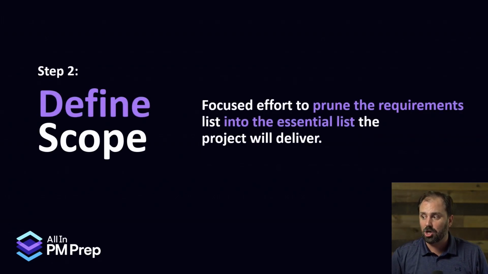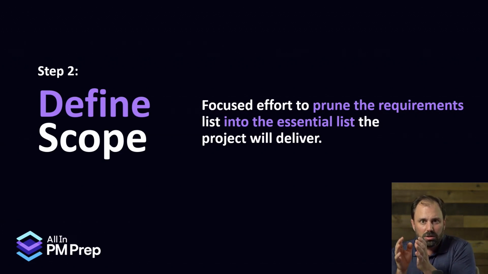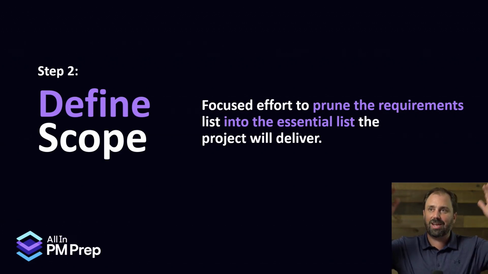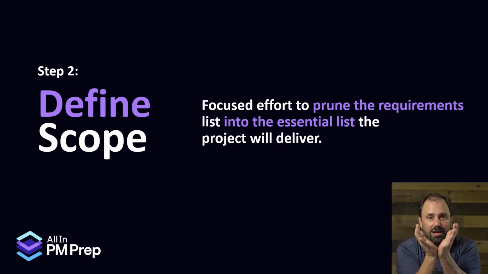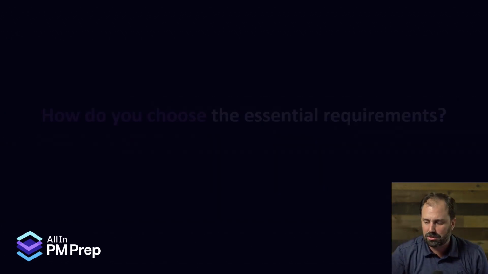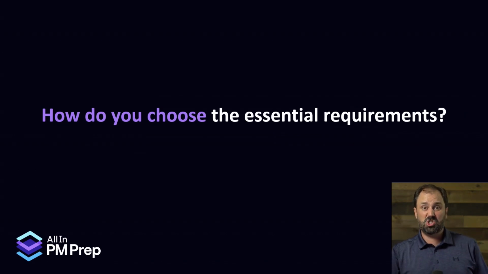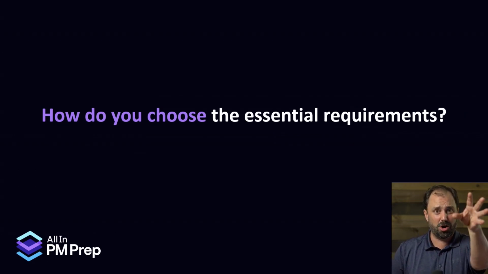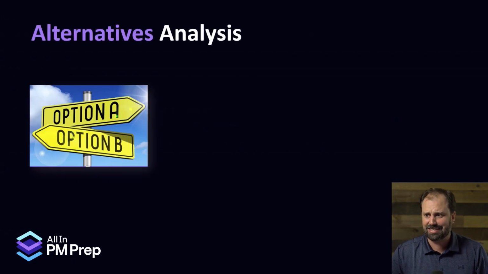All right. So defining scope is a focused effort to prune that list of requirements into the essentials that the project will deliver. This is super important. Think of it as big, long, it's like an hourglass. Big down to tight right here. That's where we are. We're making decisions, okay? Now, how do you choose what you're gonna do? Pick a name out of a hat, random, throw a dart at a wall? No, we gotta have some science to this, right?